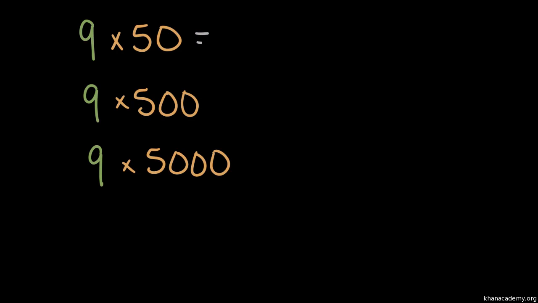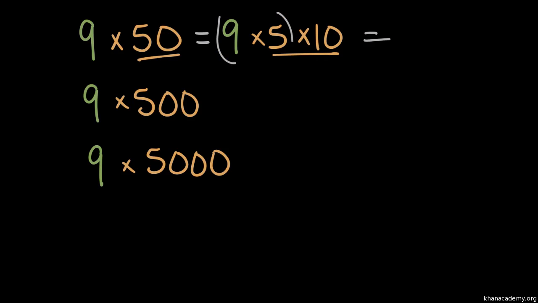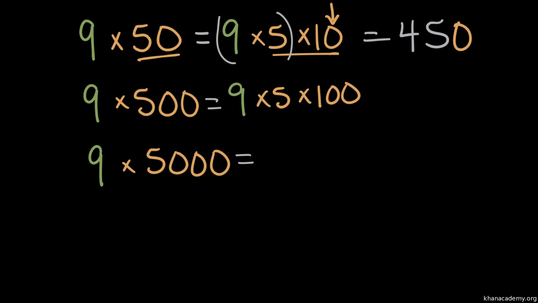9 times 50 will be the same as 9 times 5 times 10, because we broke up our 50 into a 5 times 10. And then if we multiply across, 9 times 5 is 45. And to the end, we're going to add 1 0. The pattern for times 10 is to add 1 0. We can keep going here. 9 times 500 will be 9 times 5 times 100. 500 is 5 hundreds, just like 50 was 5 tens. Multiplying across, 9 times 5 still equals 45. But this time we will add 2 zeros to the end, or 4,500.